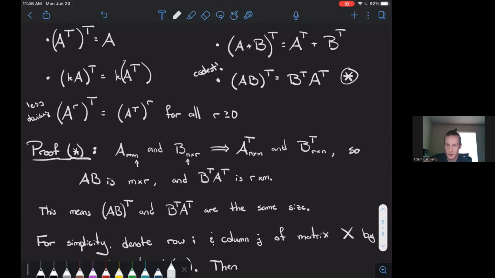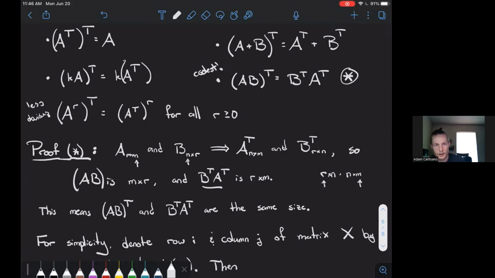Okay, if you transpose A, you get an n by m matrix. And if you transpose B, you get an r by n matrix. If you then do B transpose A transpose, then you're doing an r by n matrix, that's B transpose, times an n by m matrix, that's A transpose. So B transpose A transpose, what is the expected dimension? It's r by m, which is the same as the transpose of this thing.